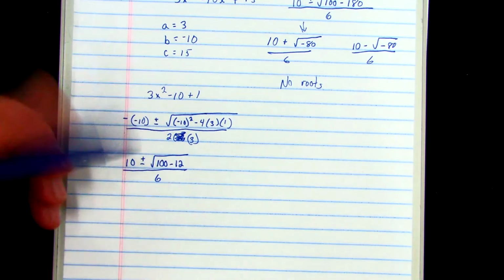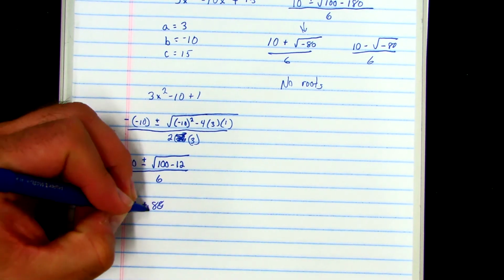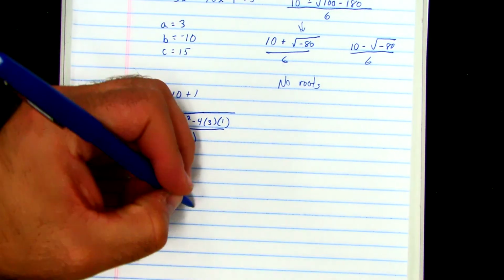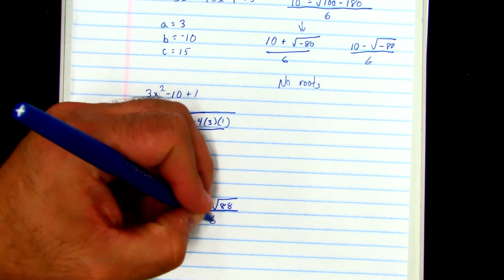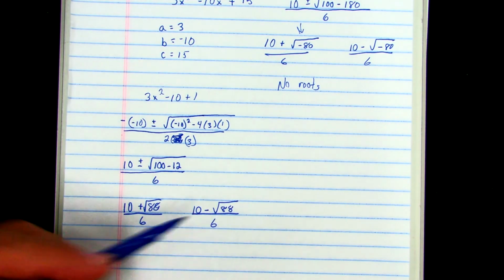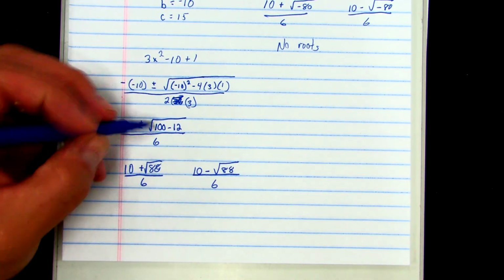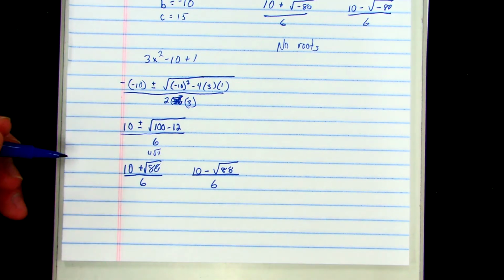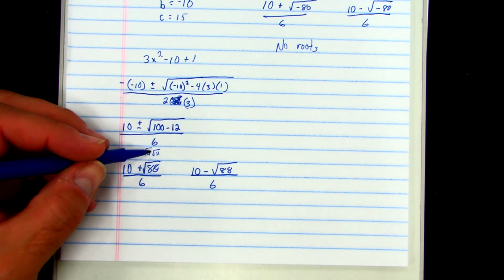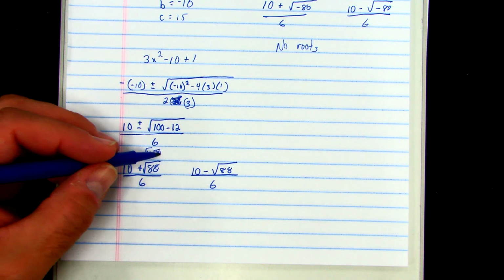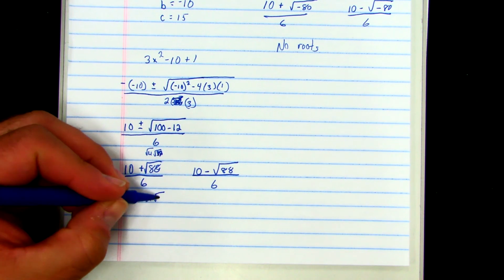And now I split it into two problems. So it ends up being 10 plus the square root of 88, divided by 6, and 10 minus the square root of 88, all divided by 6. Notice two problems. Then I do the square root of 88. Hopefully you know that that's 4 and 22. So the square root of 4 is 2, times the square root of 22.